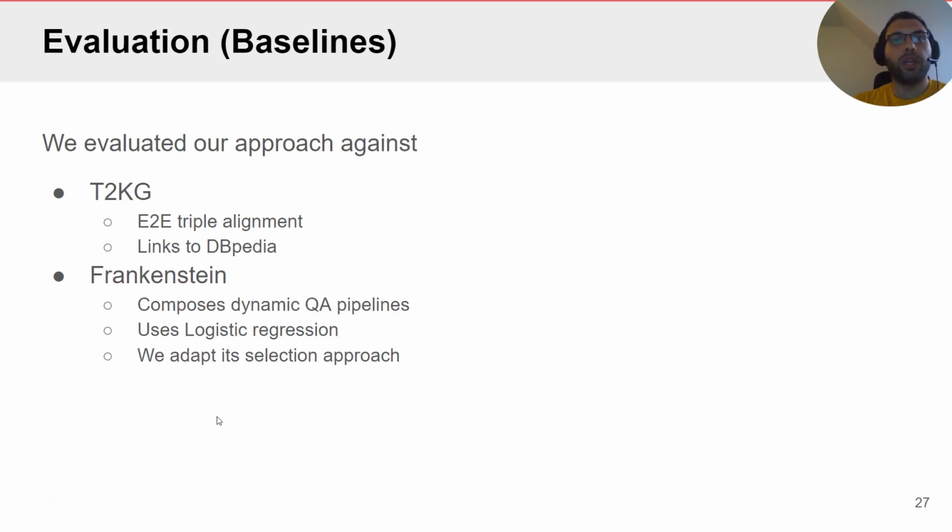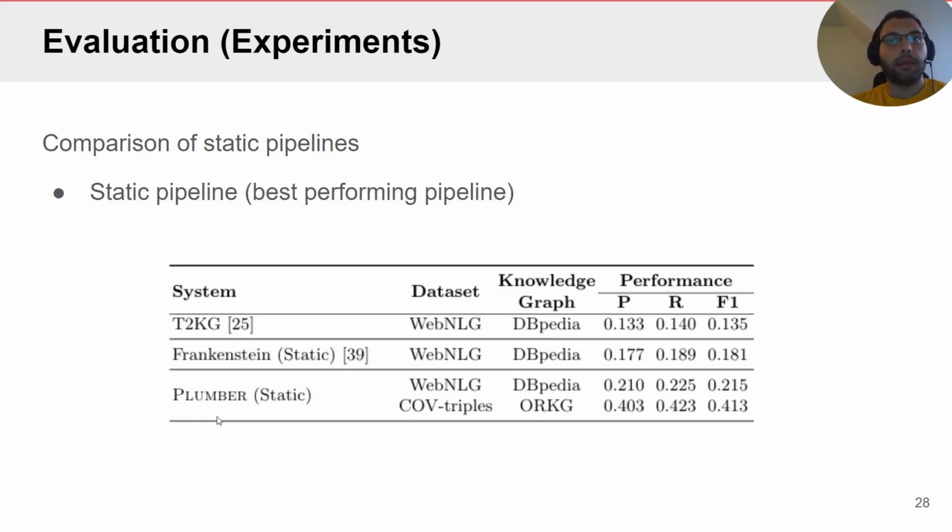Finally, the baselines, before we go into the individual experiments. We ran our experiments against two baselines. T2KG, which is an end-to-end triple alignment system, and it works on DBpedia. The other baseline is Frankenstein, which is a framework to compose dynamic question answering pipelines. It uses logistic regression to greedily find a so-called best pipeline. We adapt its pipeline selection approach as one of our baselines. For experiments, we first benchmarked the static pipelining.